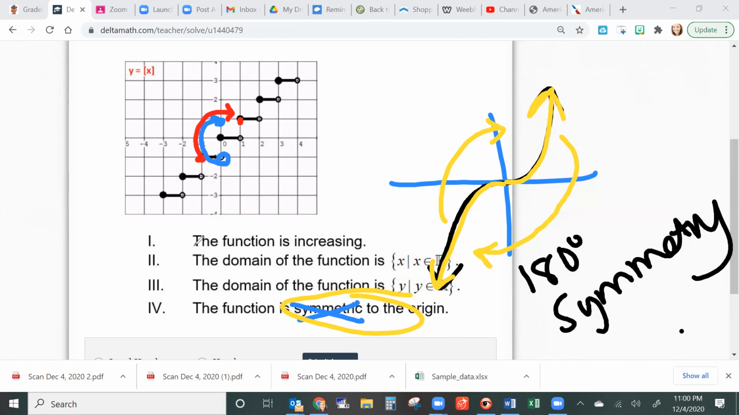So that one would be my function does not count as increasing. The domain is all real numbers. It is not Y is all real numbers, and it is not symmetric, so it would be 2 only.